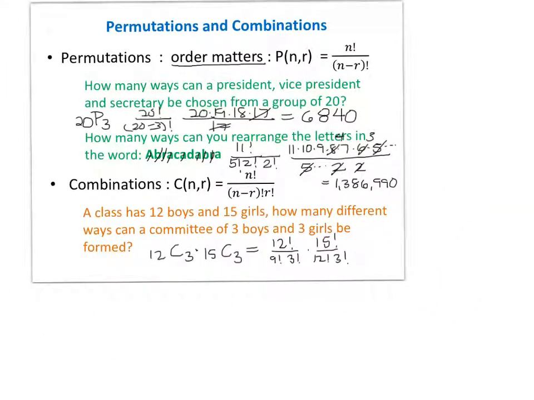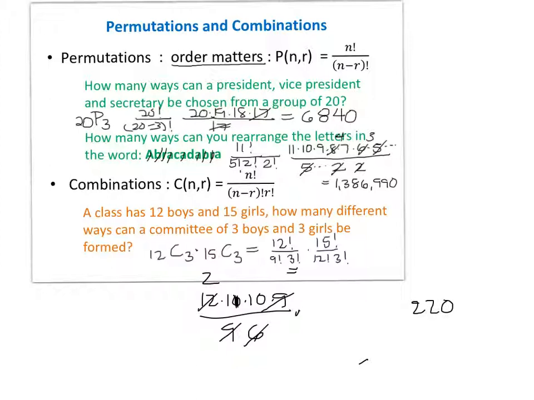So if we were to work this out, 12 factorial would be 12 times 11 times 10. As soon as I get to the 9, that's going to cancel with this 9 factorial. 3 factorial is the same thing as 6, so 6 would cancel with the 12 to be a 2. So basically I'm going to have here 22 times 10, which is 220.